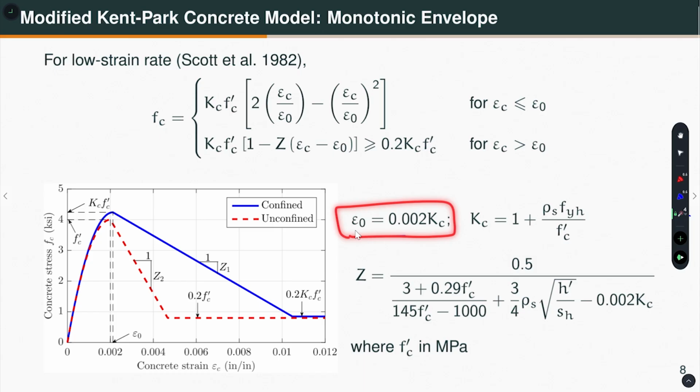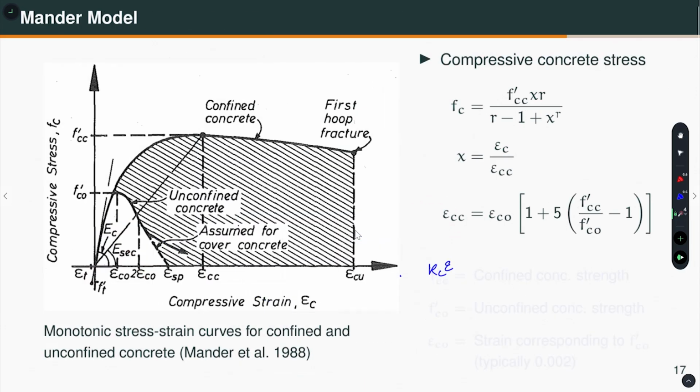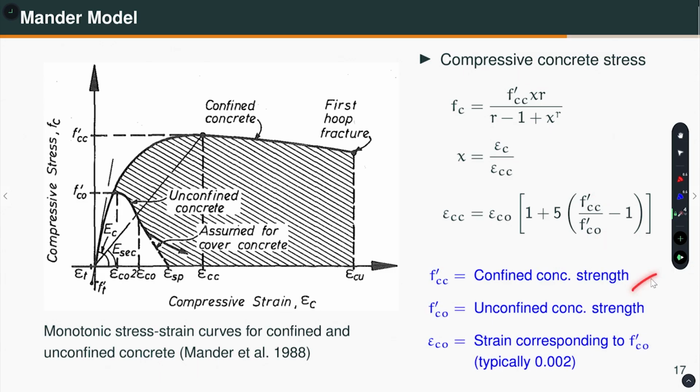k_c into 0.002. In the Mander model, what we are doing is, the strain is calculated as epsilon_co, that is the strain corresponding to peak stress of the unconfined concrete, multiplied by this equation, where again you are considering the confined strength and this is the unconfined strength. Okay. So, these variables are all defined, and epsilon_co, just like the Kent-Park model, is typically taken as 0.002.